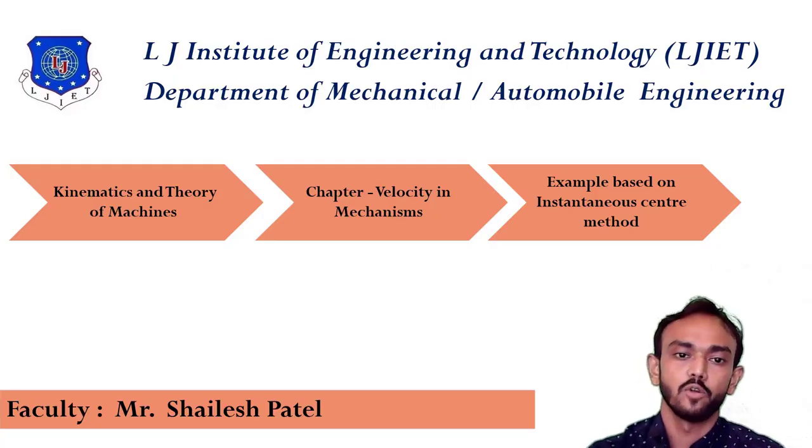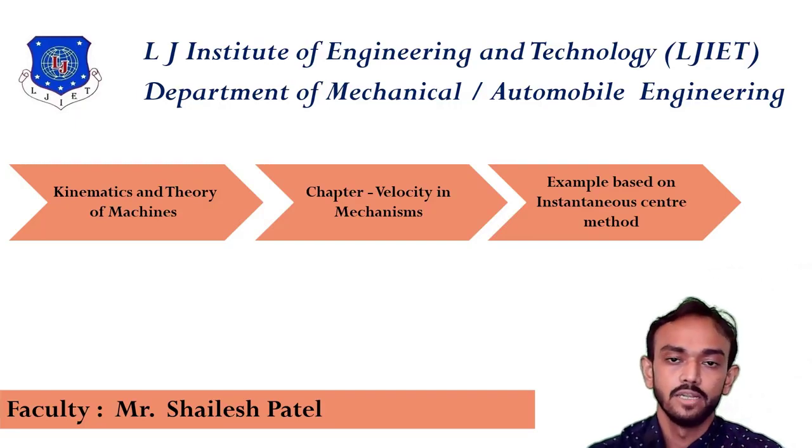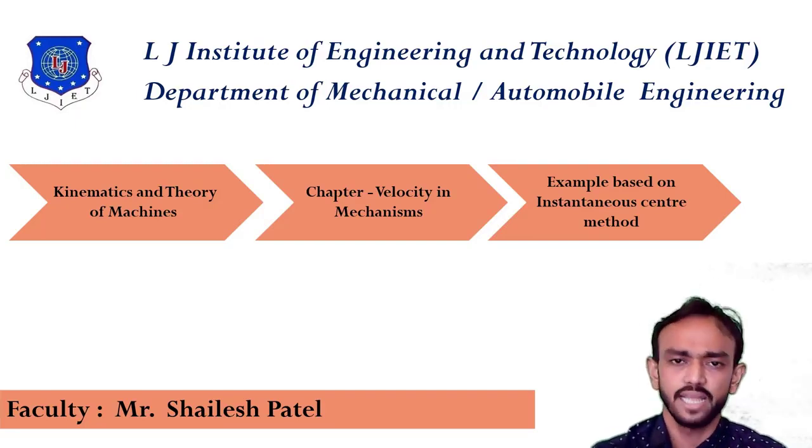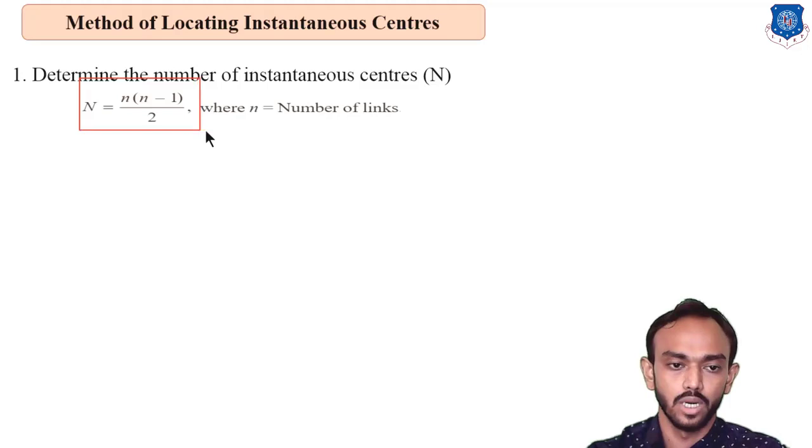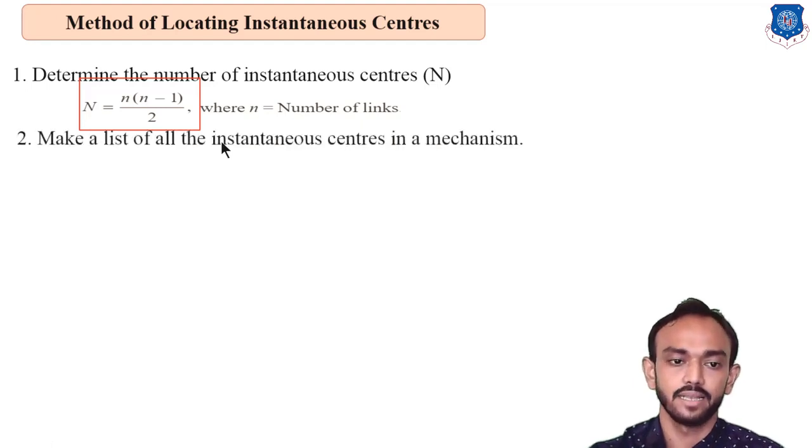Now, the method of locating the eye center, how we can locate. There are very basic and simple steps we have to follow so we can find the eye center. First of all, if the mechanism is given, we have to find the number of eye centers, which can be found by N = N(N-1)/2. It is very simple, you can find the number of eye centers there are.